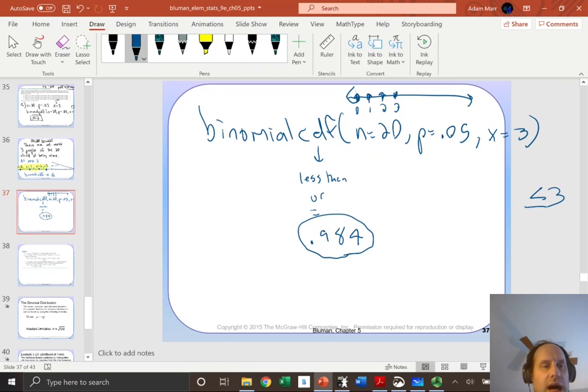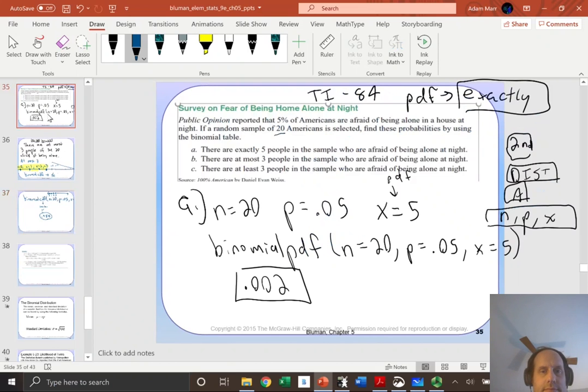So the probability of there being at most 3 people of the 20 in the sample who are afraid of being alone at night is 0.984. A huge, huge probability. It's a very large probability. Okay. All right, let's look at the next one.